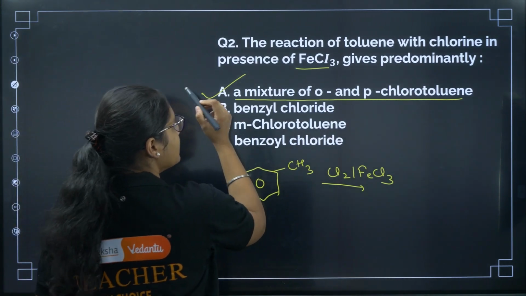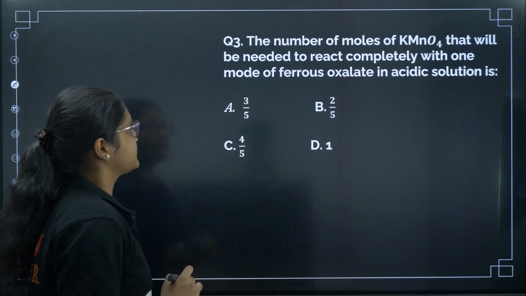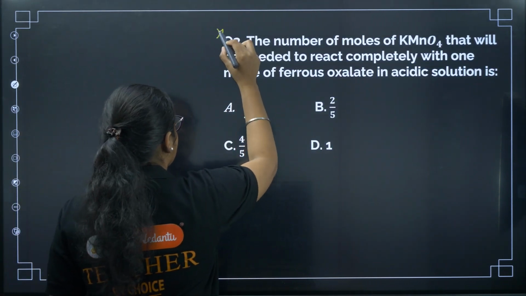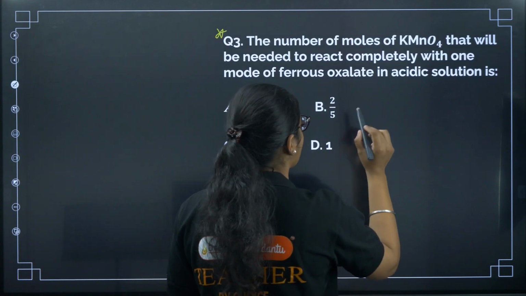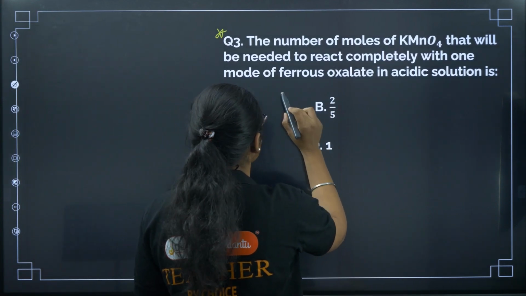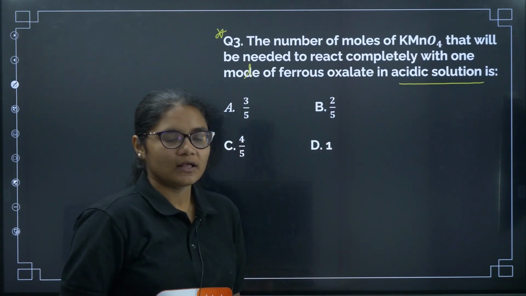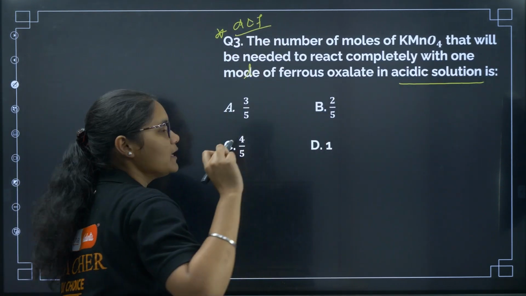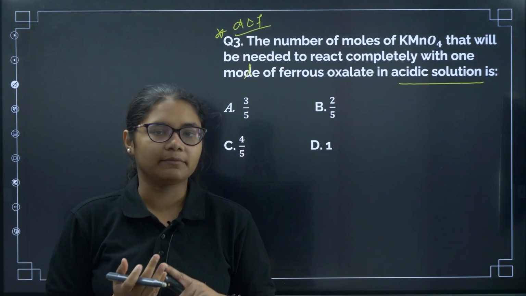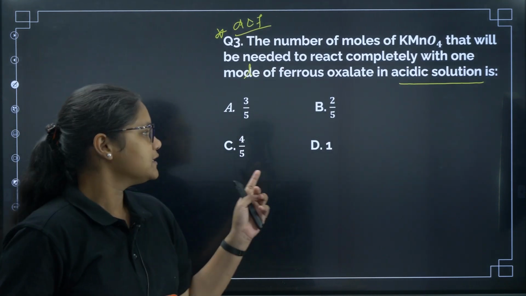Again, direct question. This question is from your, I can say, haloalkanes chapter. Next, this question is important. The number of moles of KMnO4 that will be needed to react completely with 1 mole of ferrous oxalate in acidic solution is. This question is from your d and f block. In the d and f block, especially KMnO4 and K2Cr2O7 reactions are important. So let us see here.